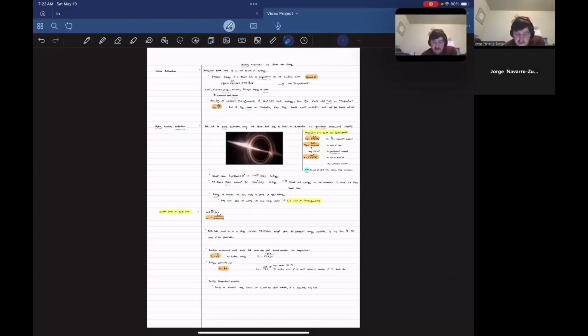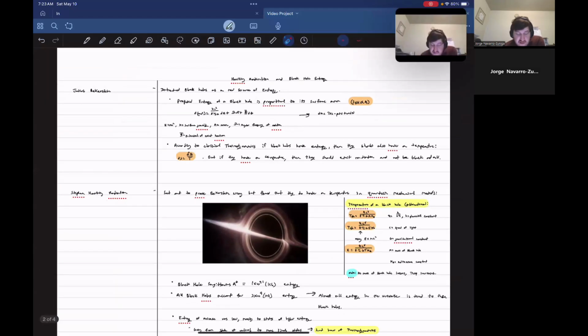Hi, my name is Jorge Navarro, and today I'll be talking about Hawking radiation and black hole entropy. So the first thing I'll talk about is Jacob Bekenstein. He introduced black holes as a new source of entropy for the universe. He proposed that entropy in the black holes is proportional to its surface area, as seen here.